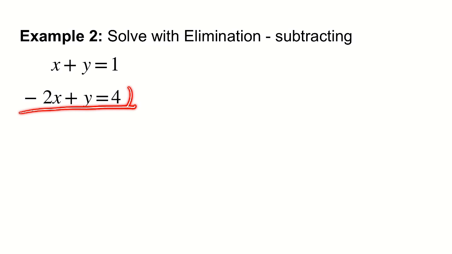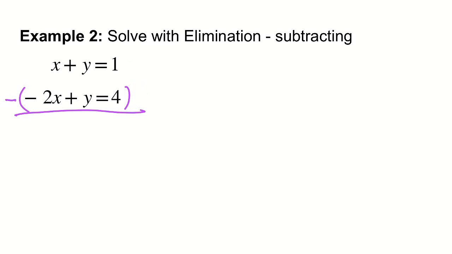Well, if we did add, we would get a negative 1x plus 2y equals 5. And we haven't eliminated anything. Okay, so, however, if we subtract, notice here I'm subtracting this entire equation from the first equation.